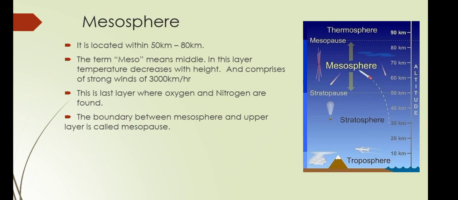And this is the last layer where oxygen and nitrogen are found. Nitrogen and oxygen are found in abundant amount, but this is the last layer. The mesosphere is the last layer where oxygen and nitrogen are found. In the next layer, that is the thermosphere, only helium and hydrogen will be found.